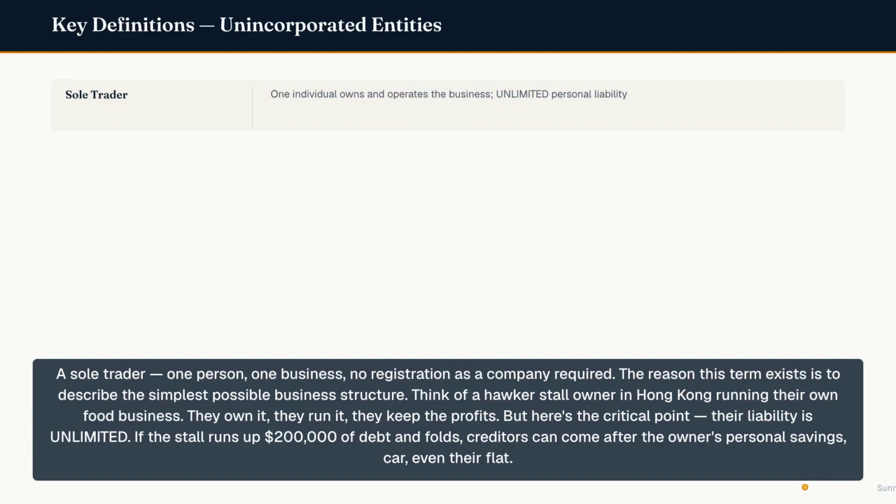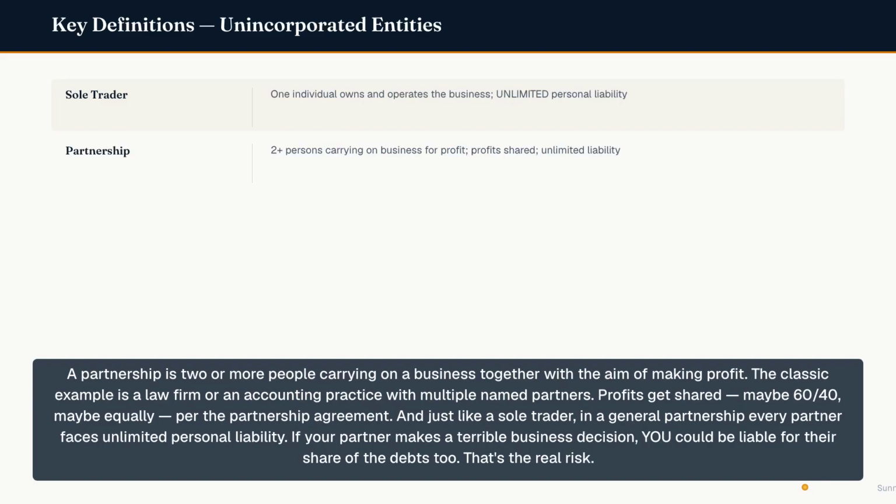But here's the critical point. Their liability is unlimited. If the stall runs up $200,000 of debt and folds, creditors can come after the owner's personal savings, car, even their flat. A partnership is 2 or more people carrying on a business together with the aim of making profit. The classic example is a law firm or an accounting practice with multiple named partners. Profits get shared, maybe 60-40, maybe equally, per the partnership agreement. And just like a sole trader, in a general partnership, every partner faces unlimited personal liability. If your partner makes a terrible business decision, you could be liable for their share of the debts too.